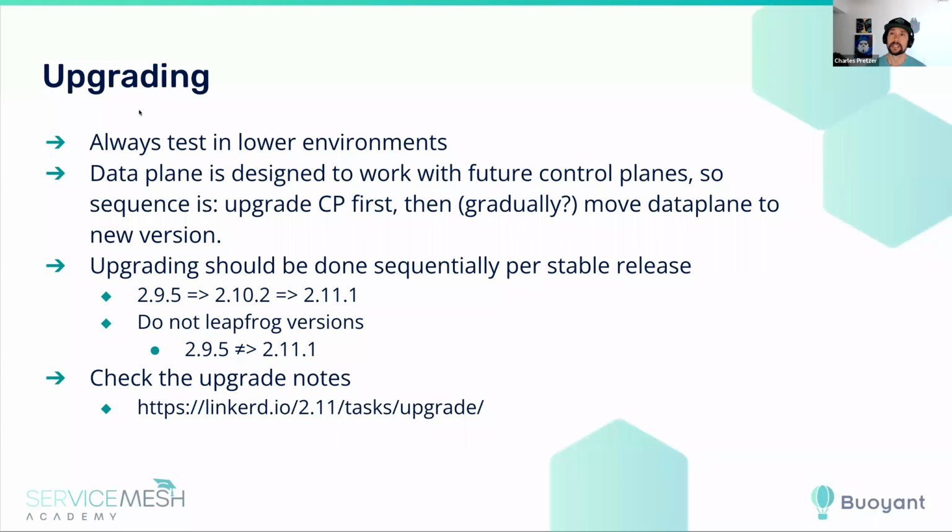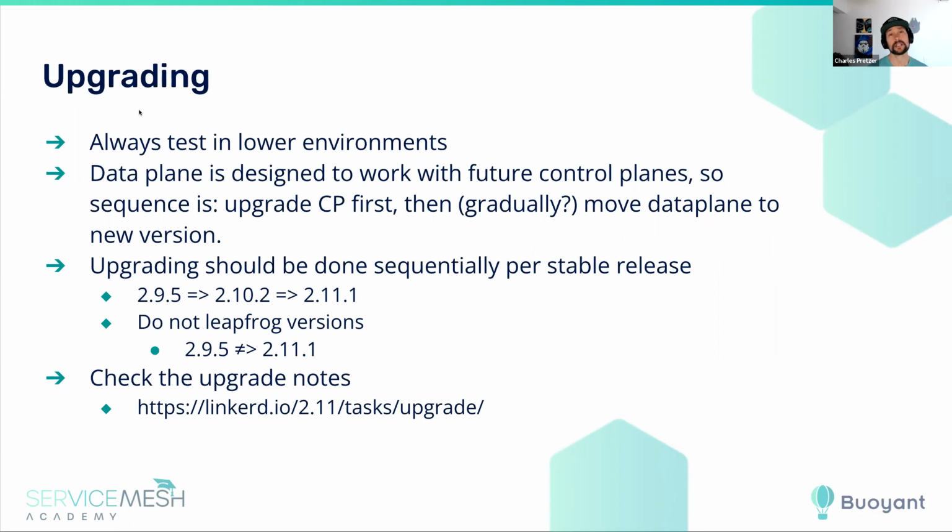So upgrading Linkerd, this is another checklist. We just forgot to put the word checklist there. Always test in lower environments. This is nothing new. The data plane is designed to work with future control planes. So you upgrade the control plane first, and then gradually restart the pods that are meshed with Linkerd so that they get the new version of the proxy. A really good example of this is upgrading 2.10.2 to 2.11.1. You upgrade the control plane to 2.11.1.